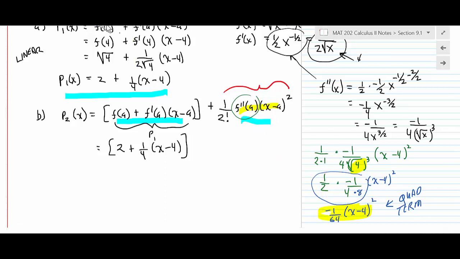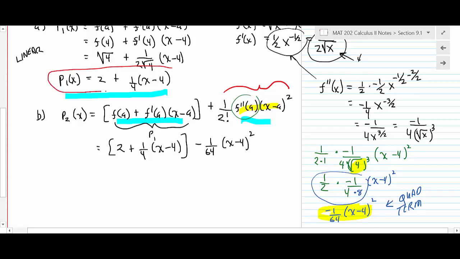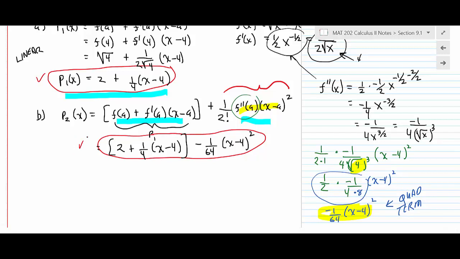So that's going to be minus 1 over 64 times (x minus 4) to the second power like that. And then that's it. This is our answer to part A, and this right here will be the answer to part B. So that's the linear, and then that's the quadratic approximating polynomial. You don't need to multiply it out or anything, you just write it in those terms, all right?